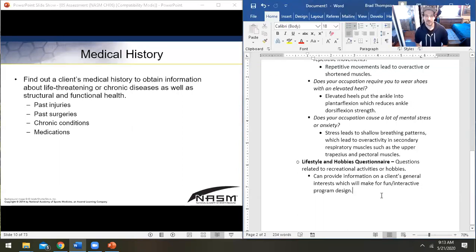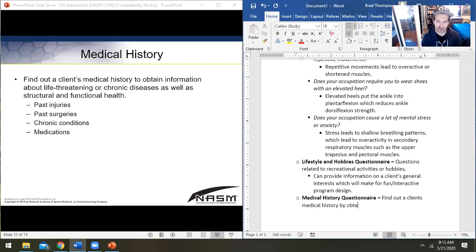Next one you've got to figure out is your medical history. Medical history questionnaire. This is obviously going to be very important. This is used to find out a client's medical history by obtaining information about life-threatening chronic illnesses, as well as structural and functional health, right?